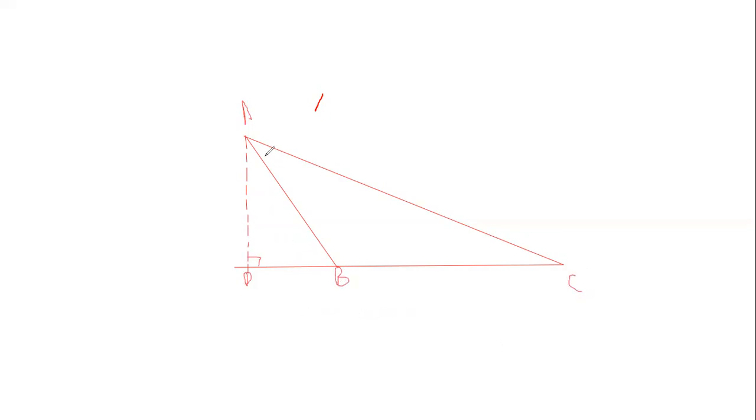In this similar case, you will find ADC is one right angle triangle. From this you can always tell that AD square plus DC square, or CD square, equal to AC square.